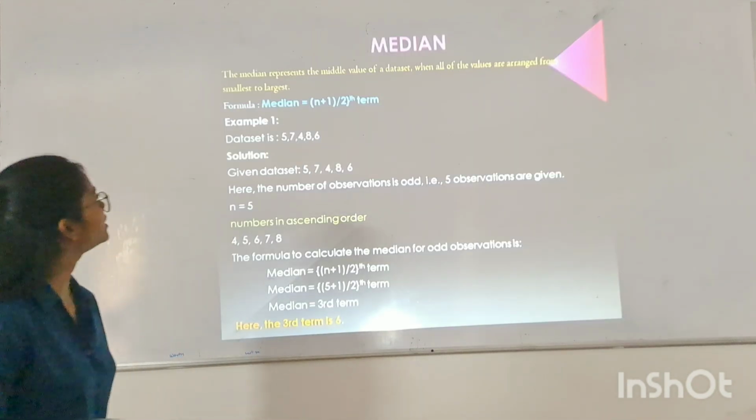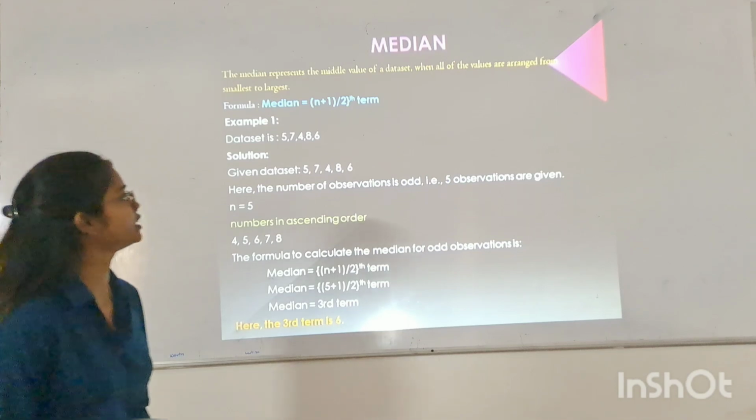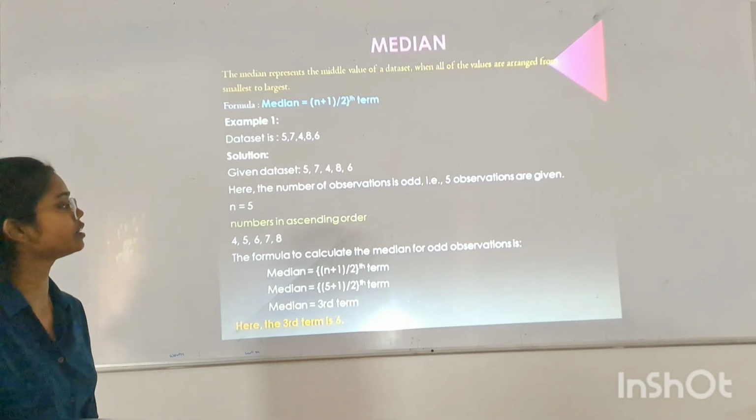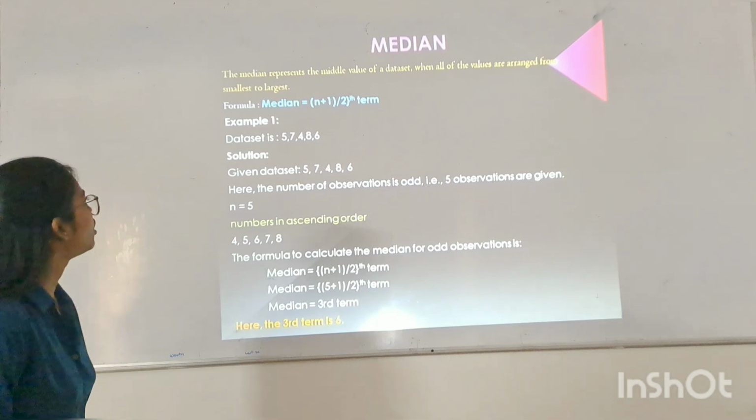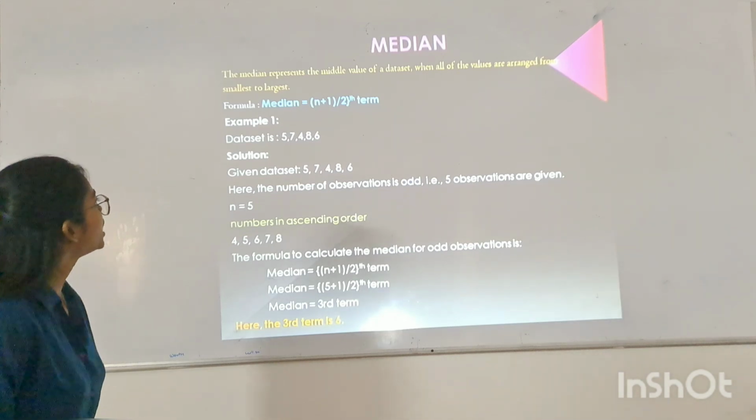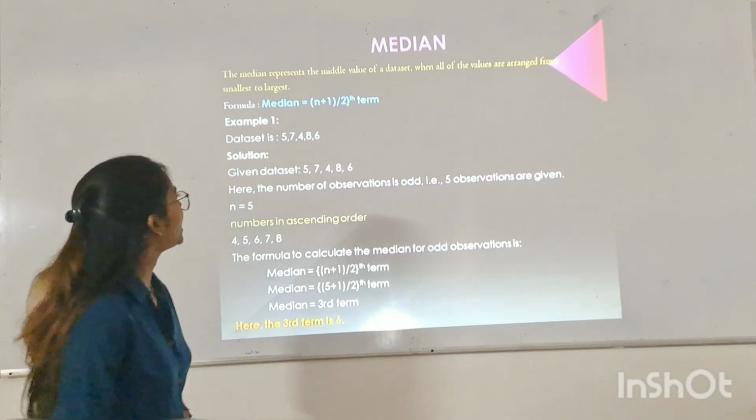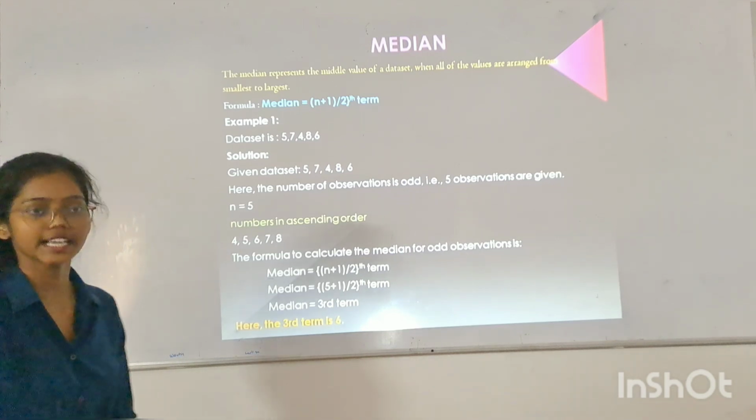Median. The median represents the middle value of a data set when all of the values are arranged from smallest to largest. Okay, now see the median formula. Median is equal to the (n plus 1) divided by 2 term.